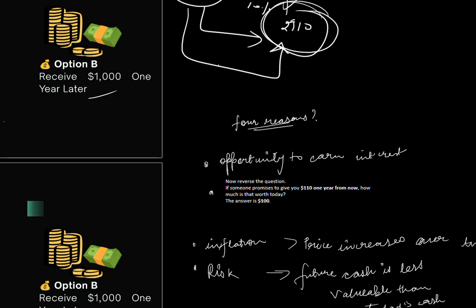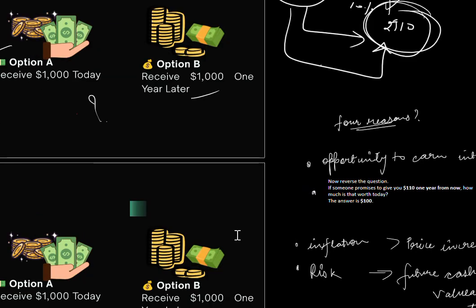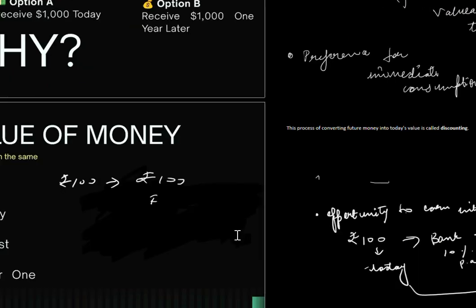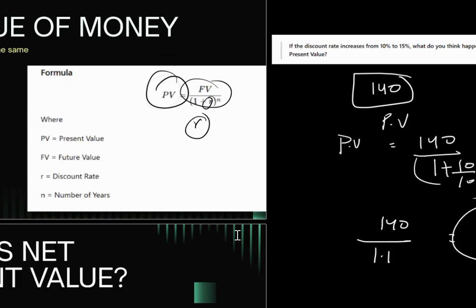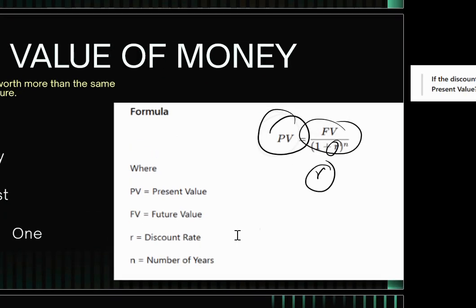Now, to convert future money into today's value, we use the present value formula. So what is that formula? The formula is given here. Here PV is the present value, FV is the future value, N represents the number of years, and R represents the discount rate. So remember this formula to convert future money into today's value.